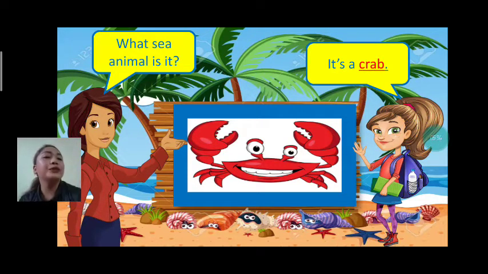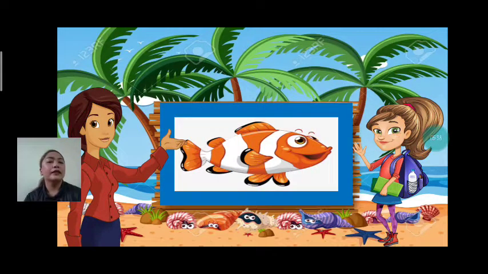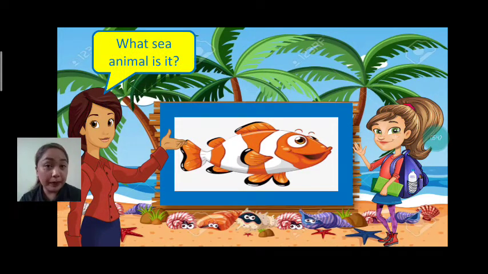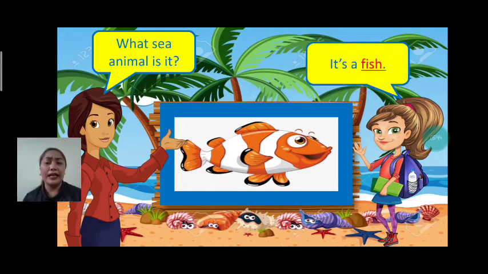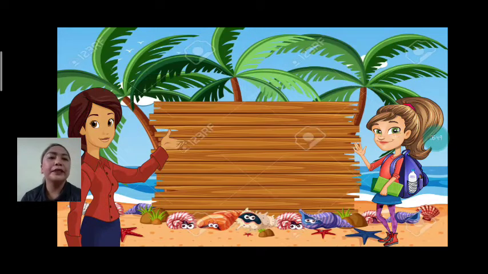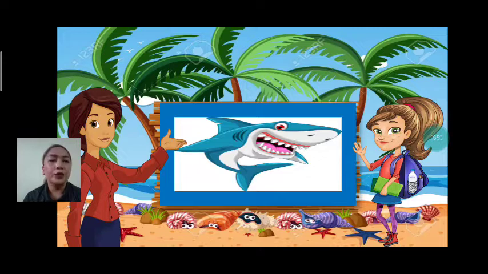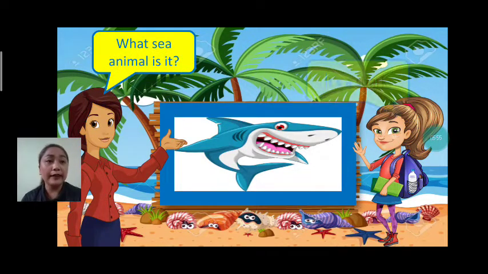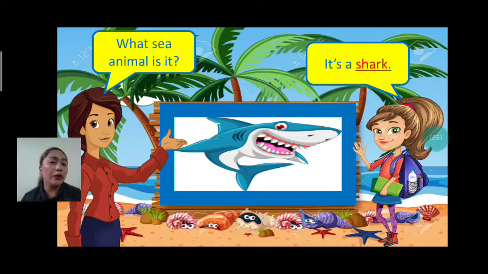Very good, okay, next. Fish. What sea animal is it? Everybody, let's answer, it's a fish. One more time, it's a fish. Very good, okay, next. Good job, shark. What sea animal is it, everybody? It's a shark. One more time, it's a shark.